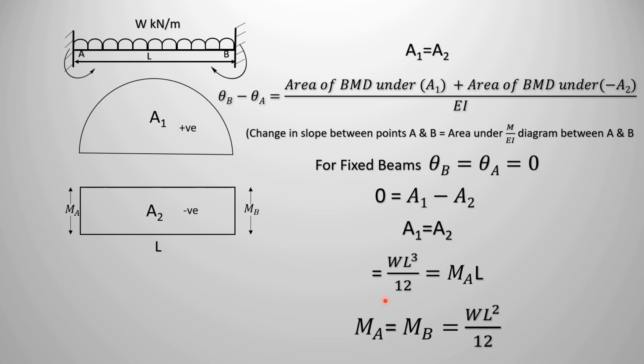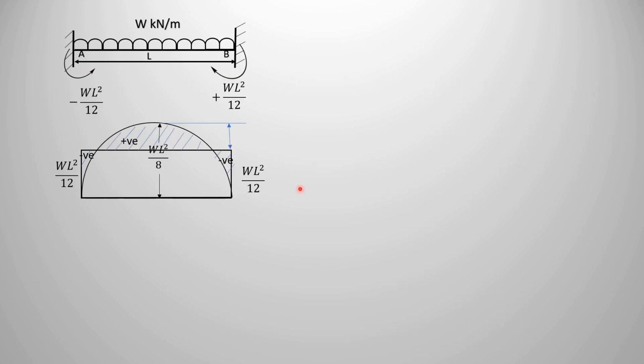But due to symmetry, MA and MB are equal to WL square by 12. So here you will get WL square by 12 and here also WL square by 12. Finally we have to superimpose both the bending moment diagrams. One is due to the simply supported case and the other is due to fixed end moments. We have already calculated the fixed end moments at both the supports. Here it is minus WL square by 12. Minus indicates that it is in anti-clockwise direction and positive indicates that it is in clockwise direction.